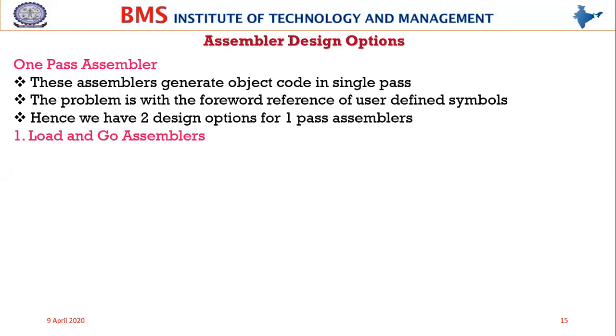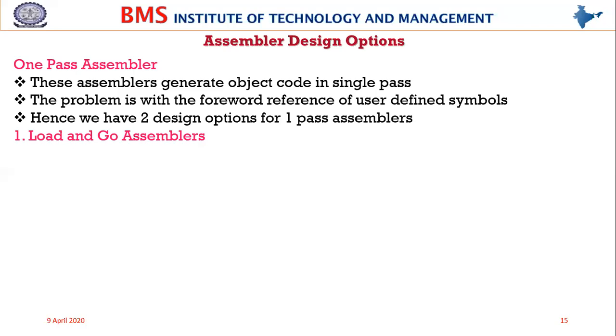Hence we have two design options for a one-pass assembler. Both options do the same thing. All the variables and the constants, and even your symbol defining statements, should be defined at the beginning of the program. Then the instructions should follow. That's how we need to do it.